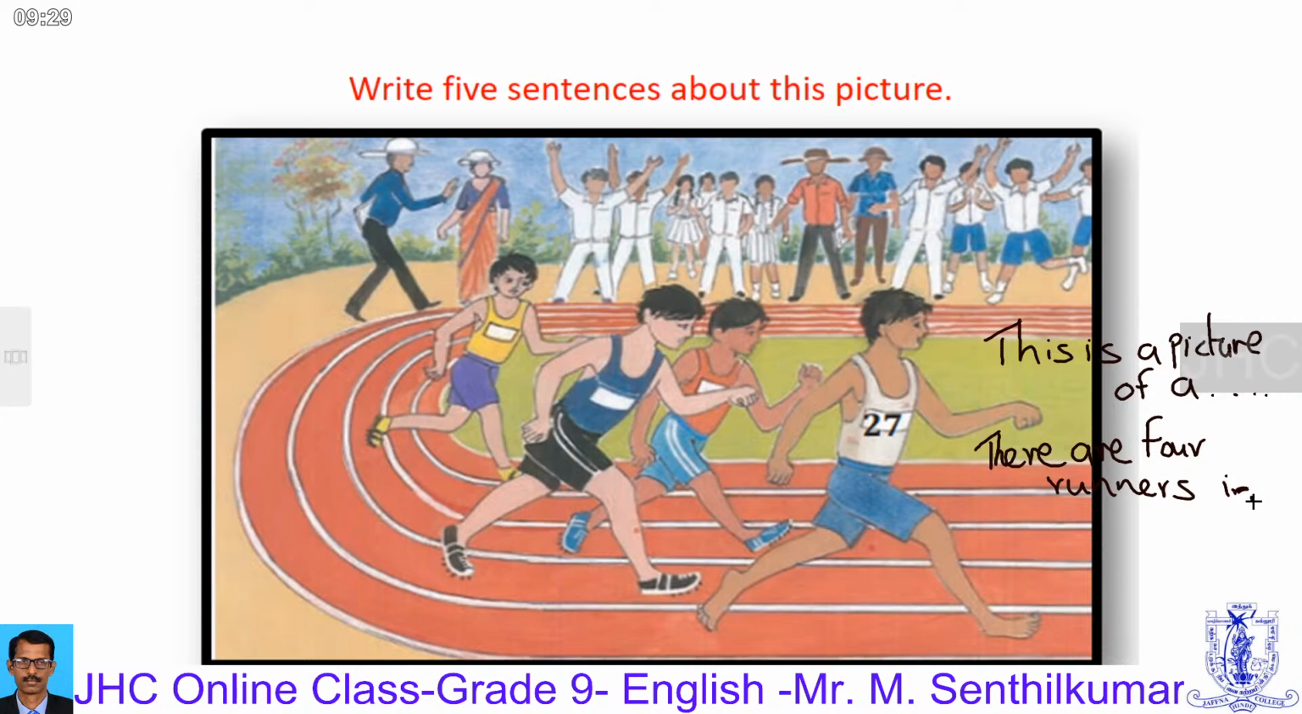There are 1, 2, 3, 4. 4 referees in the picture. Referees. There are 4 referees. Like this, you can write any 5 sentences. Only use is plus ing form, or is. Have you understood that? You are going to use the present continuous form.